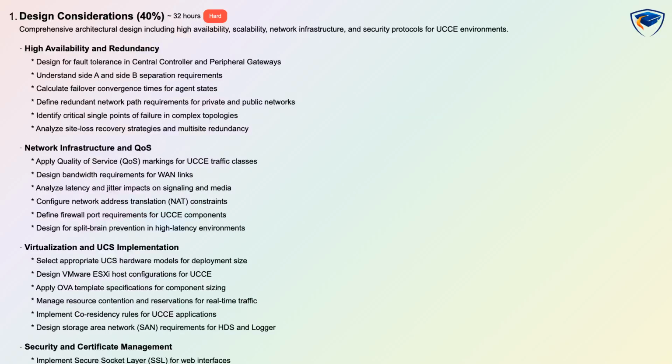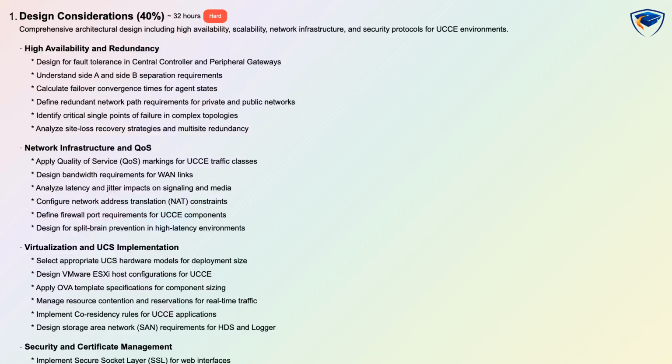Design considerations, 40%, focuses on comprehensive architectural design including high availability, scalability, network infrastructure, and security protocols for UCCE environments and is rated hard with about 32 hours of study recommended and scenario-based assessments. You will learn to design for fault tolerance in central controller and peripheral gateways, plan side A and side B separation, and calculate failover convergence times for agent states.